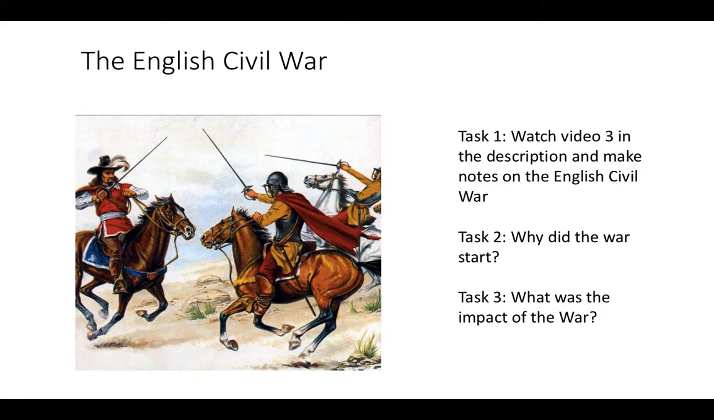So the Parliament and Charles decide that they cannot work together. And what we have is a civil war between the parliamentarians and the royalists. The parliamentarians are the MPs and the royalists are the king. So the Parliament actually goes to war against the king to try and restrict his powers.